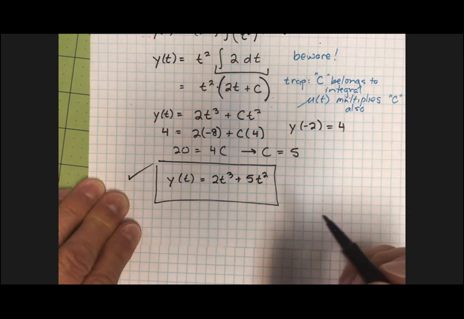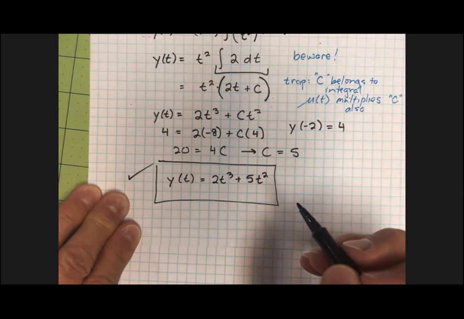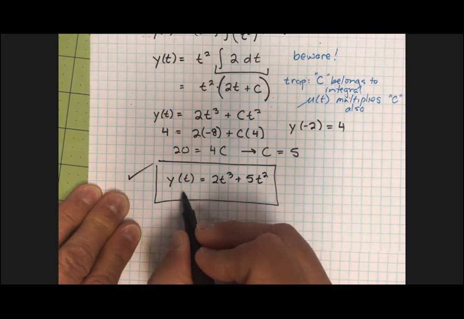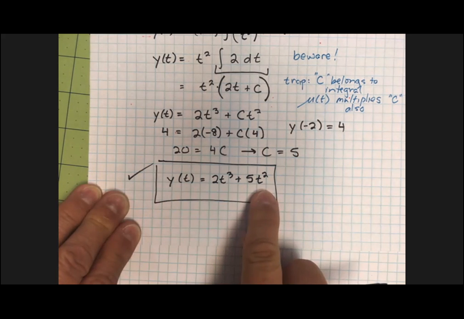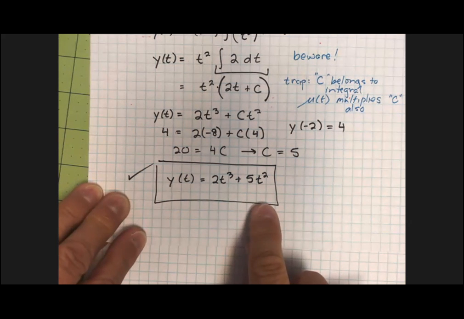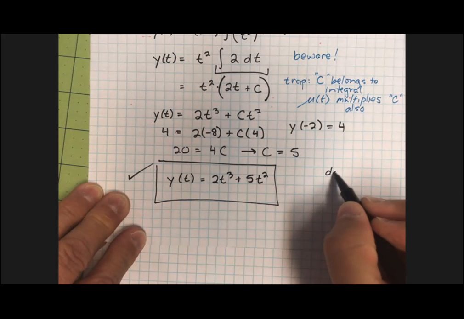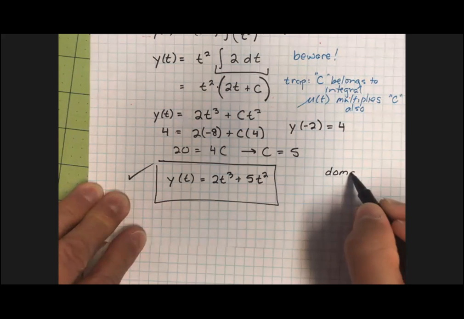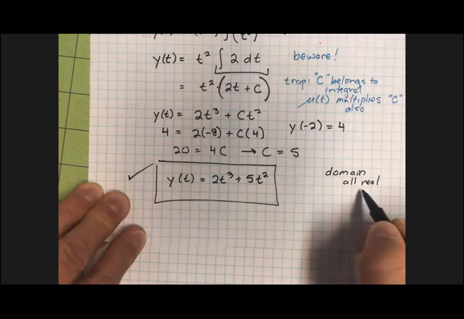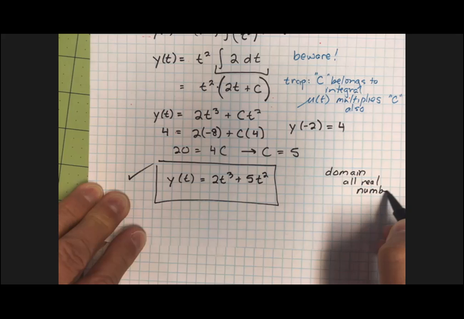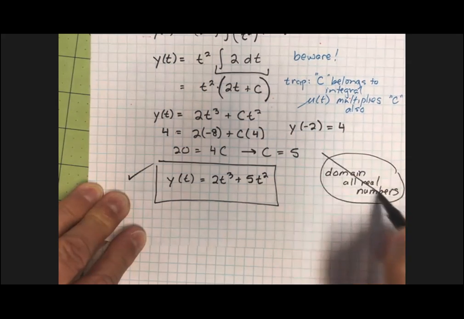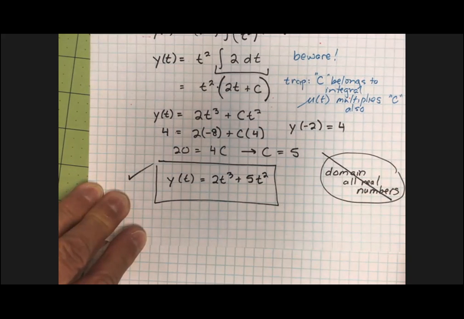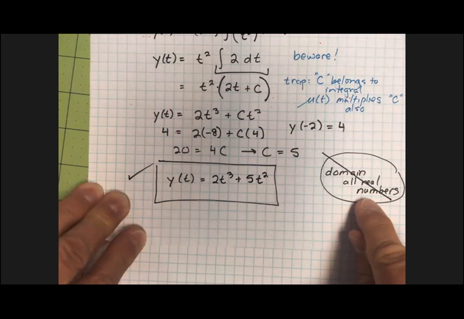But what did I not do? Without the domain, this answer is incomplete and wrong. And you say, no problem, 2t cubed plus 5t squared, the domain is all real numbers. Everybody knows that a polynomial is defined everywhere. Wrong. Why is the domain not all real numbers?